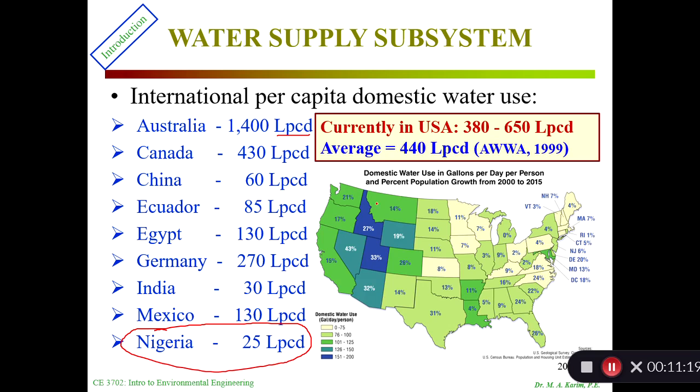Now here is the domestic water usage in gallons per day per person, and population growth from 2000 to 2015 in the USA. So this is the domestic water usage in gallons per day. For certain areas, if I say this area, this has 151 to 200. If I go here, these may not be that high, rich cities, I mean states, 0 to 75. So the average in this case comes out to be 440 liters per capita per day in the 1999 data. You can say 450 and so on.